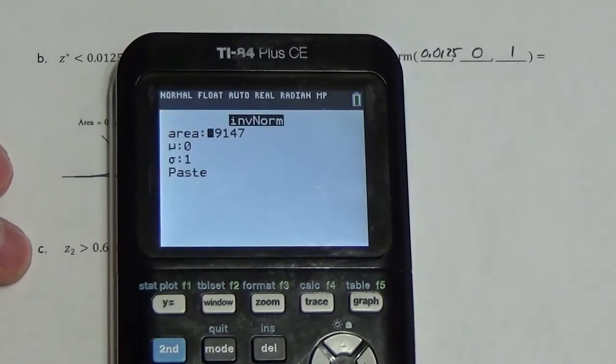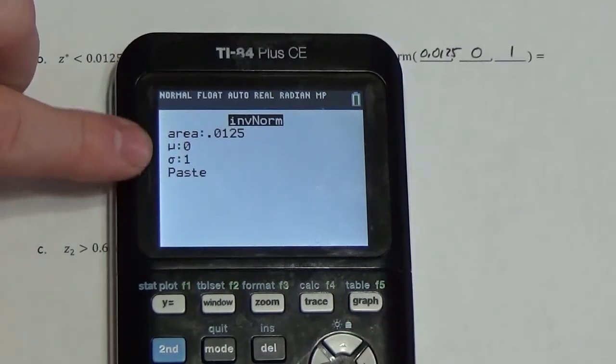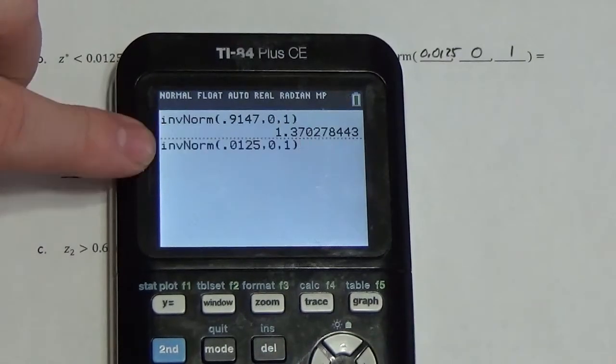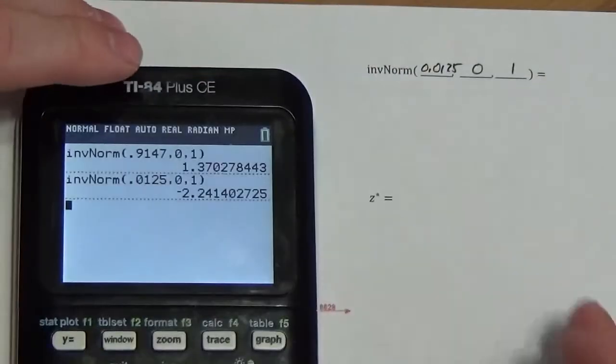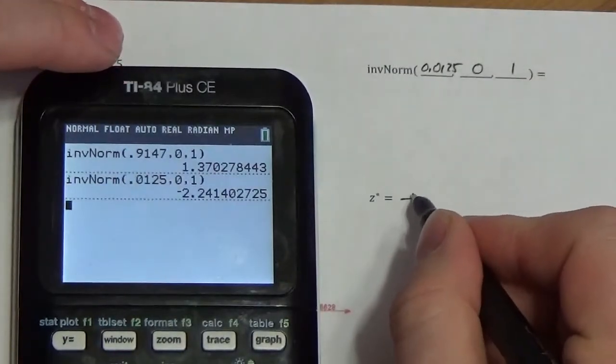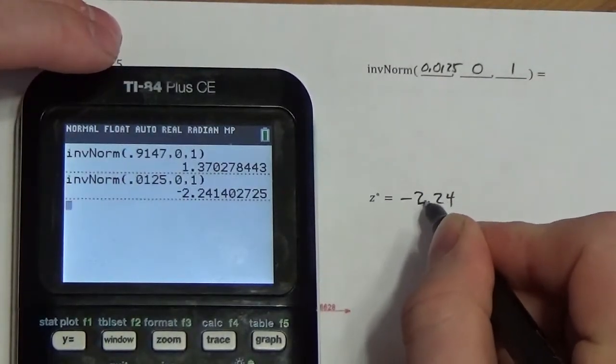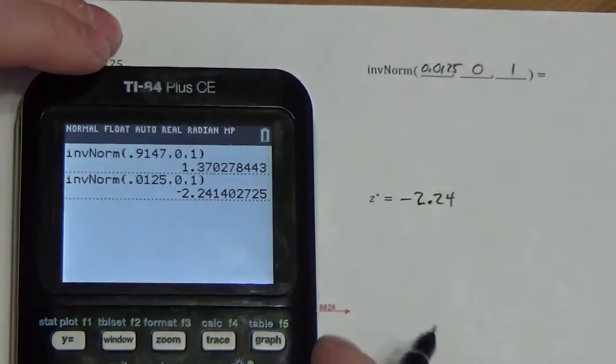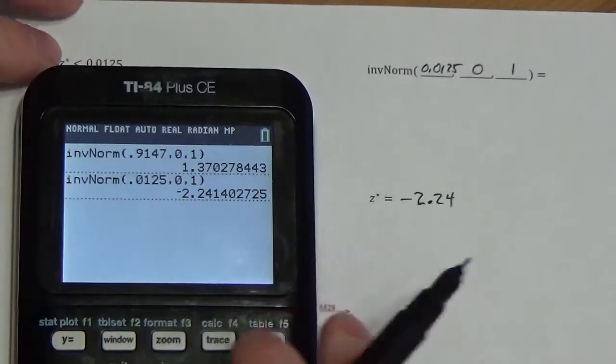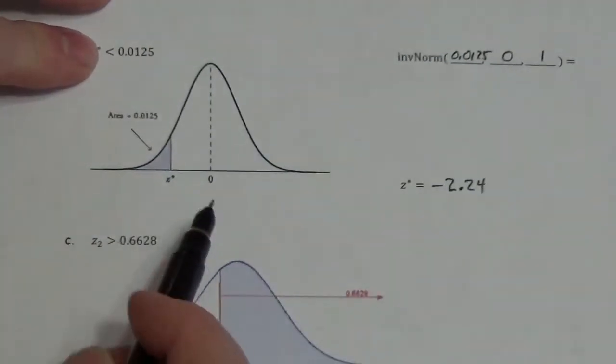Inverse norm, 0.0125. The mean is 0. Standard deviation is 1. Paste that in there. And in this case, we get that the Z-score is negative 2.24. Now, that communicates to me that this should be to the left of the mean quite a bit. And actually, that's what I am seeing here.